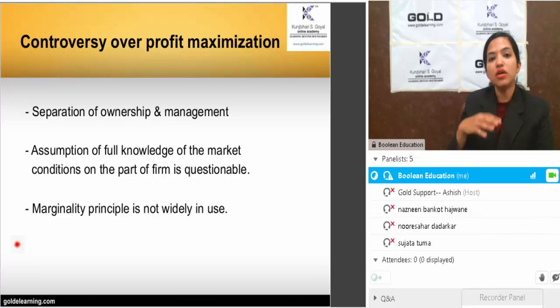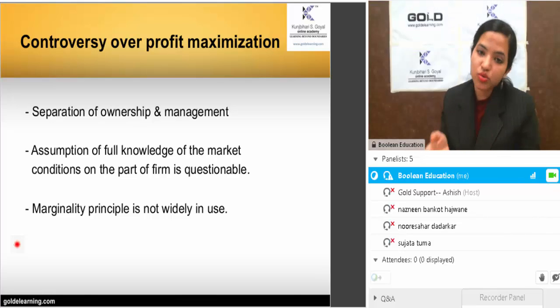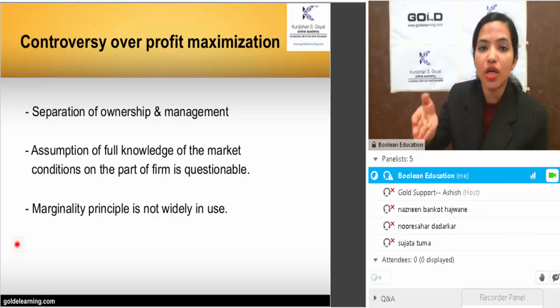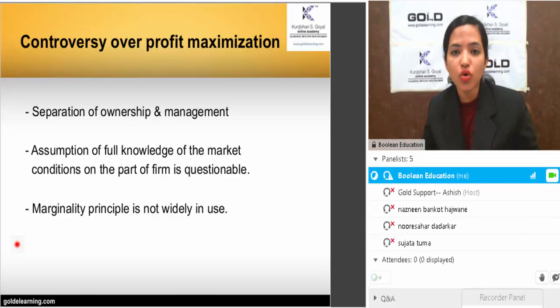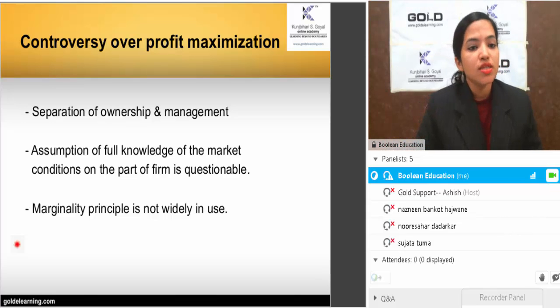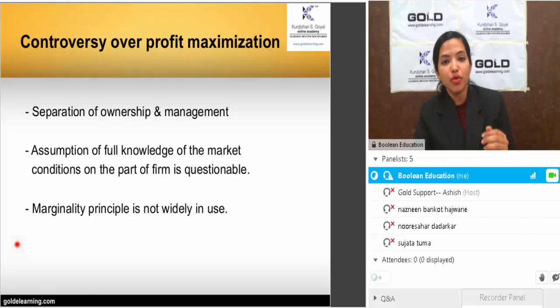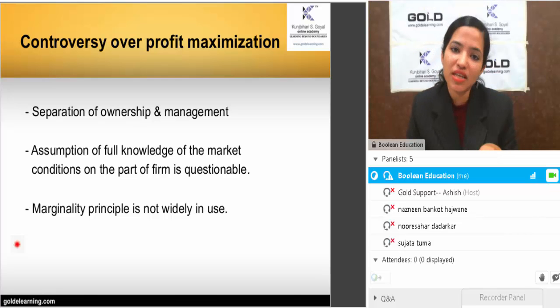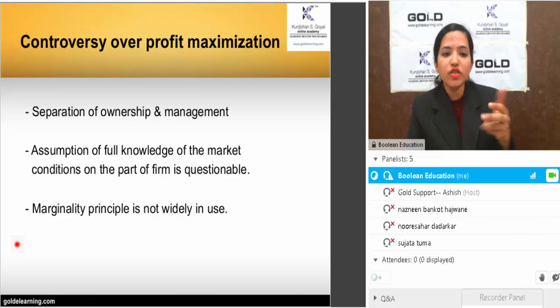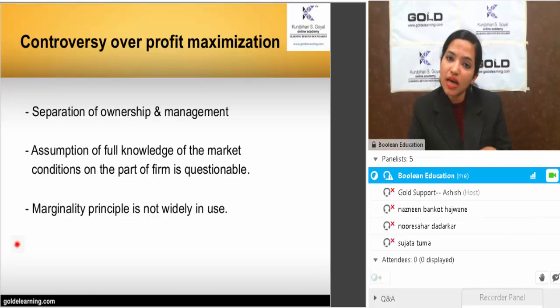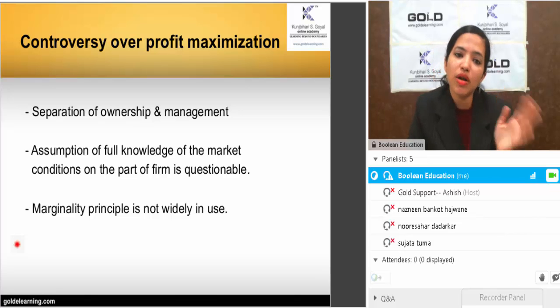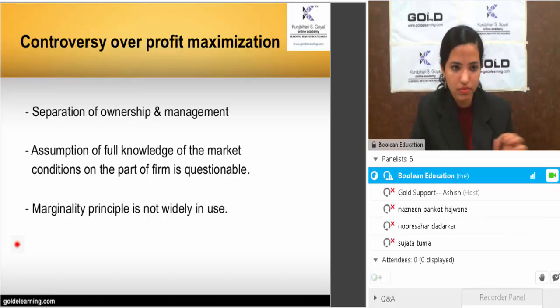Controversy, meaning what are the points which people put up to say profit maximization is not the correct or the sole objective of the firm. Separation of ownership and management. जैसे we said certain time before that when managers are there in the company, managers का profit से कुछ संबंध नहीं होता, because their income doesn't depend on profit. They work on fixed salaries, right? So when managers are working, they may not aim for profit maximization.